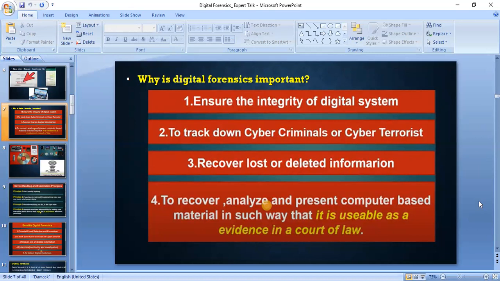We have Autopsy, a very famous tool in digital forensics, which recovers lost or deleted information. The internet browser history may be deleted, but with the help of the Autopsy tool, we are able to recover that deleted history. For recovery, analysis, and presentation of computer-based materials, we use the term digital forensics. In another way, you can say digital forensics is nothing but a journey.